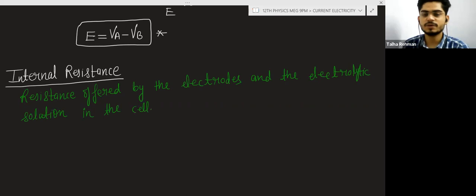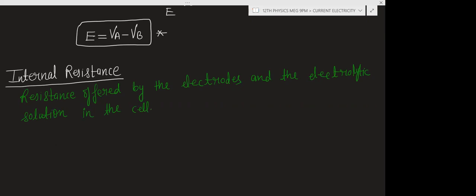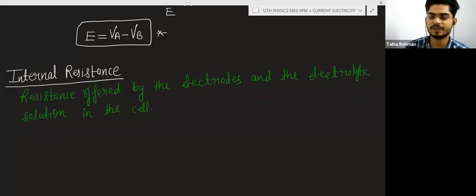In chemistry, have you studied electrodes? Electrolytic solution? Yes. In electrochemistry, electrodes and electrochemical cell. So due to that, there is internal resistance, and this internal resistance is represented by small r.